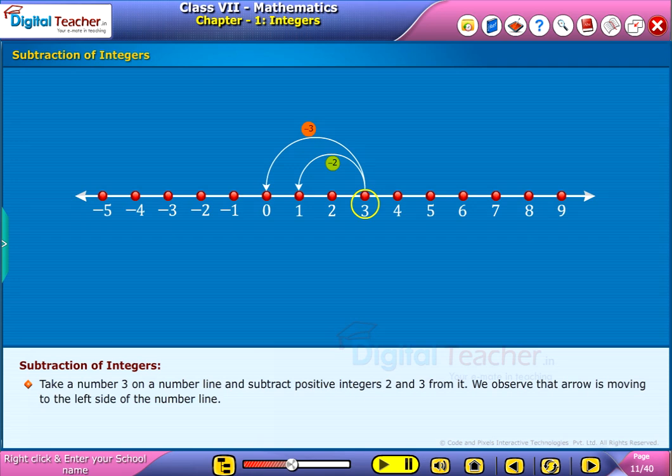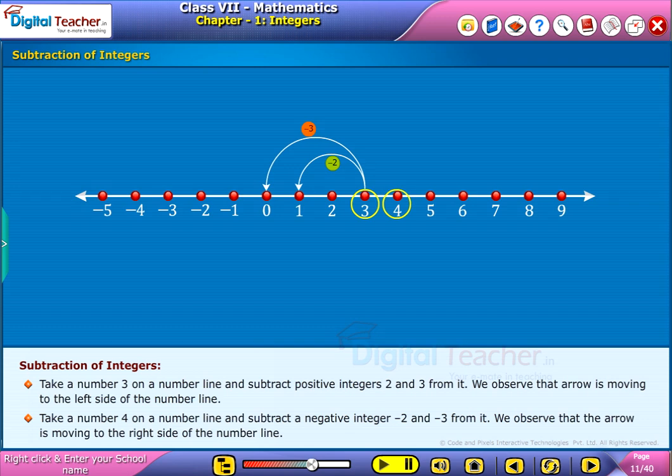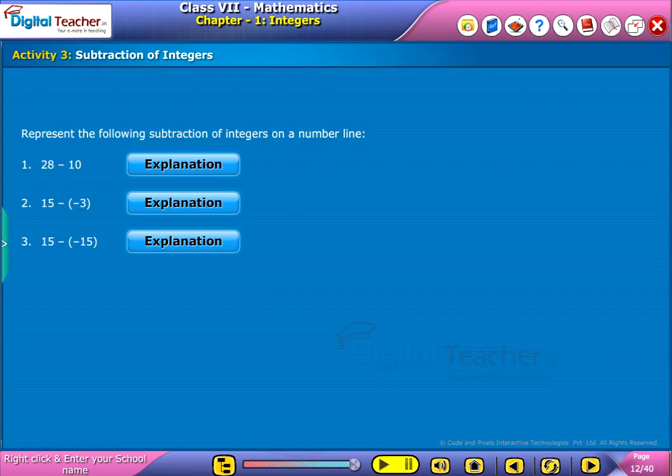We observe that arrow is moving to the left side of the number line. Take a number 4 on a number line and subtract a negative integer -2 and -3 from it. We observe that the arrow is moving to the right side of the number line. Let us perform an activity for representing subtractions on a number line.